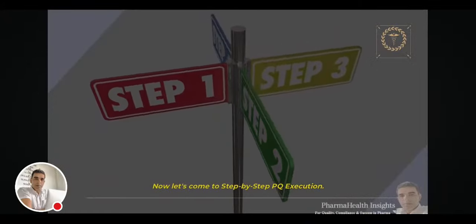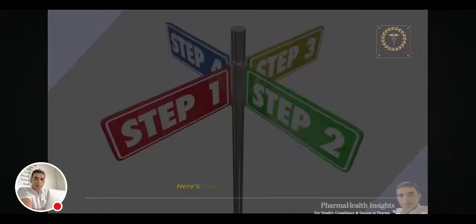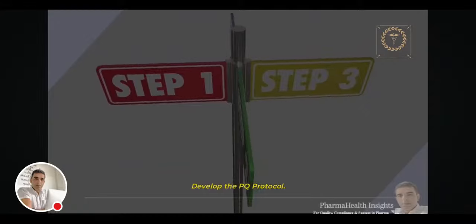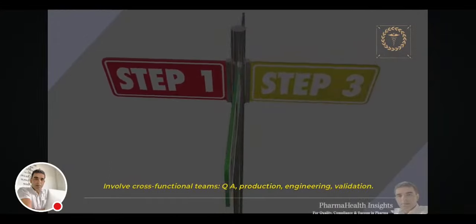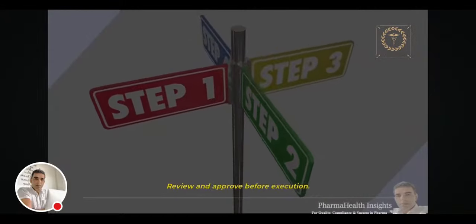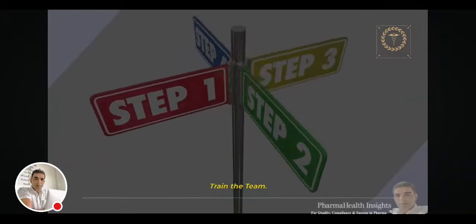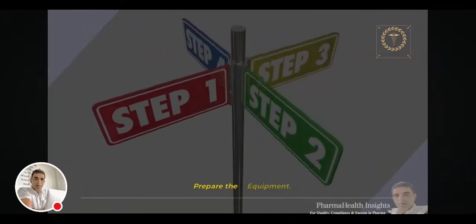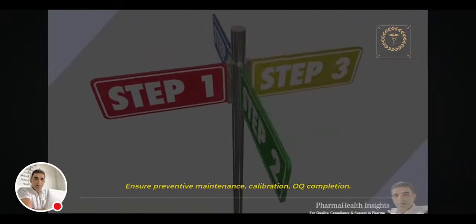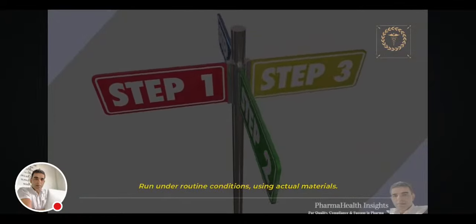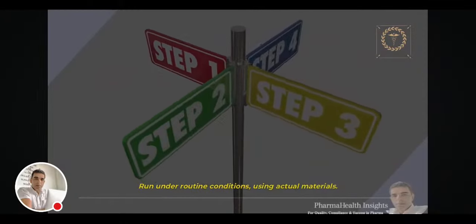Now let's come to step-by-step PQ execution. Here's how a typical PQ is executed. Develop the PQ protocol. Involve cross-functional teams, QA, production, engineering, validation, review and approve before execution. Train the team. Everyone executing the protocol must understand their roles. Prepare the equipment, ensure preventive maintenance, calibration, OQ completion. Run under routine conditions, using actual materials.